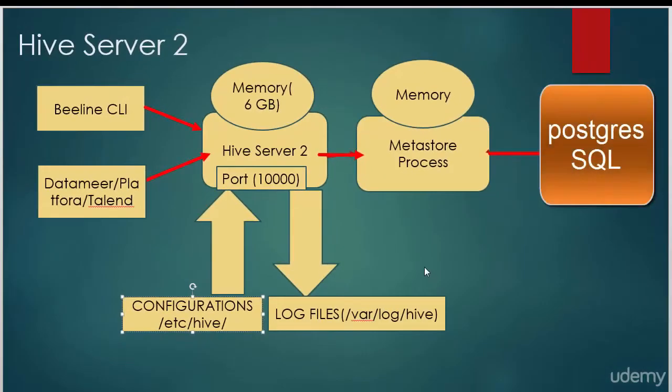Let us proceed to do a quick recap of what we learned in this session. We understood the basic architecture of HiveServer2, where exactly the HiveServer2 process fits into the overall Hive architecture. We installed HiveServer2. As HiveServer2 is a process, it has its own memory, which we generally keep at 6 GB in production environments, and it listens on its own port, that is port number 10,000. It has its configuration under /etc/hive and the log files are located under /var/log/hive.